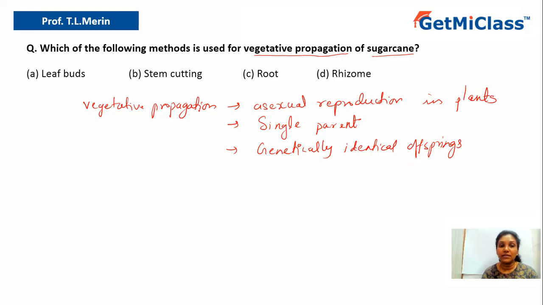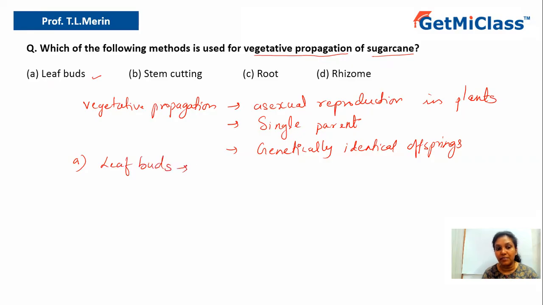Okay. So let us understand the question again. It says, which of the following methods is used for vegetative propagation of sugarcane? So we have to look into the options and tell by which of these options we can produce sugarcane by vegetative propagation, that is by asexual reproduction. Now, option A says leaf buds. So leaf buds are tiny buds which grow on the leaf, especially on the notches of the leaf blade.